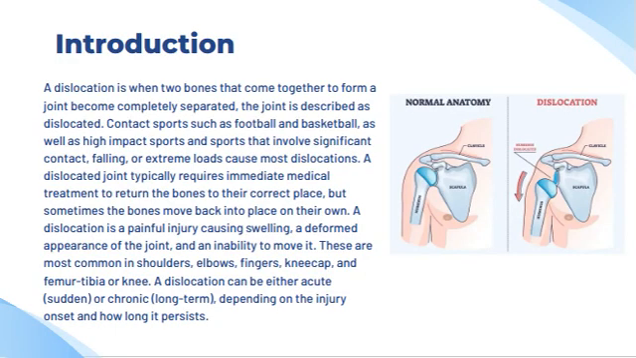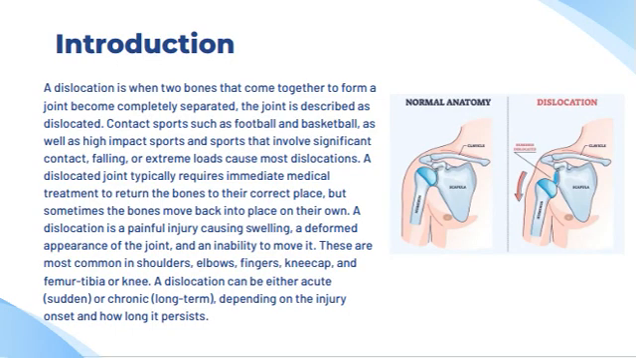A dislocation is a painful injury causing swelling, a deformed appearance of the joint, and an instability to move it. These are most common in shoulders, elbows, fingers, kneecaps, and the femur and tibia or knee. A dislocation can either be acute, sudden, or chronic, long-term, depending on the injury onset and how long it persists. Dislocations are also classified by the location and type of injury. So it's anterior dislocation, recurrent dislocation, and congenital dislocation.